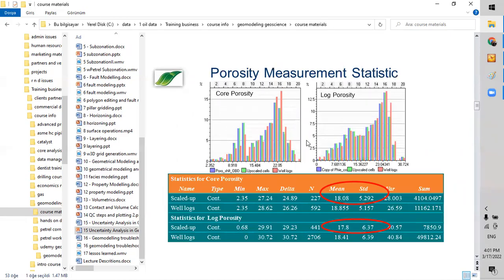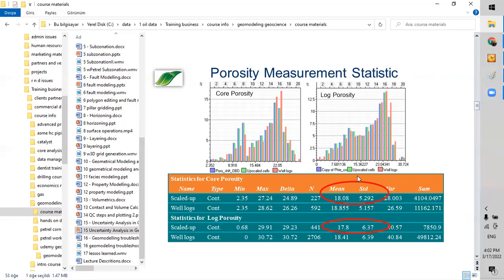So what does this graph show, Tiffany? Core porosity versus log porosity. With all of the different ones, upscaled well logs, and I don't know what the first one is, but just varying from, I don't know what both sides are though.